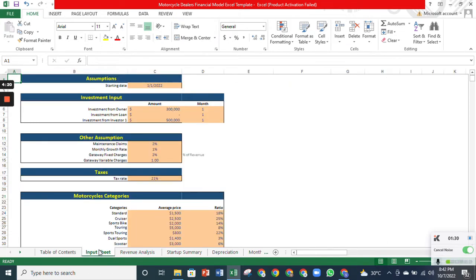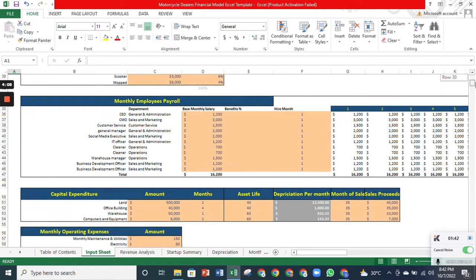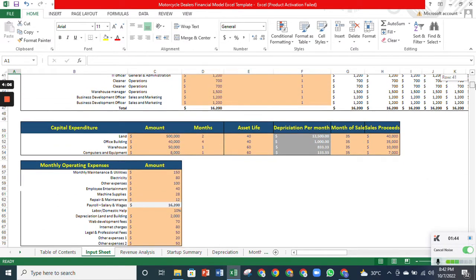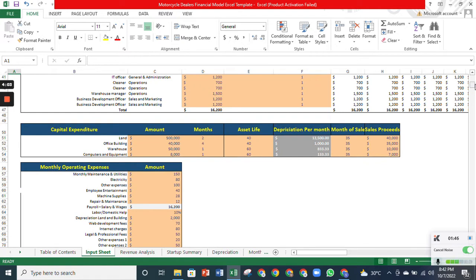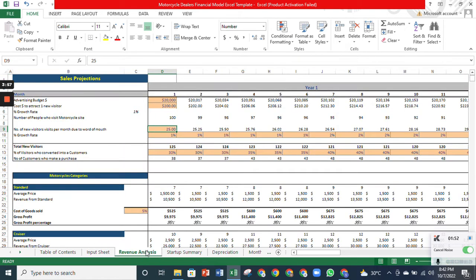Starting with the input sheet, the input sheet will provide you with all the relevant assumptions about your business, such as investment and loan details, employees' payroll, capital expenditure, monthly operating expenditures. So you can add in the input information according to your business needs, and the model will change automatically.